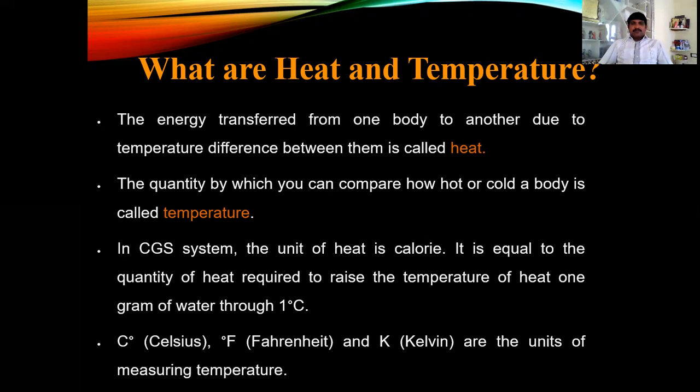In the CGS system, the unit of heat is calorie. It is equal to the quantity of heat required to raise the temperature of 1 gram of water through 1 degree Celsius. Degree Celsius, degree Fahrenheit, and kelvins are the units of measuring the temperature. And there are three types of popular scales used to measure the temperature. They are Celsius scale, Fahrenheit scale, and Kelvin scale.